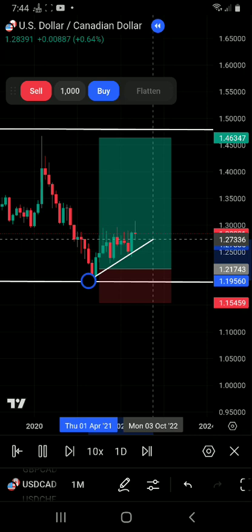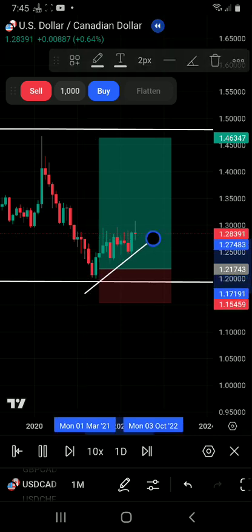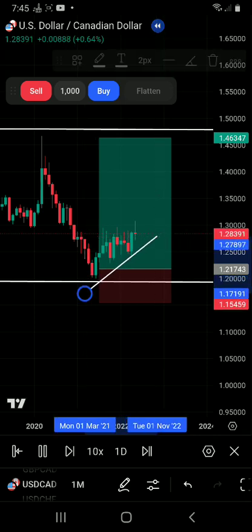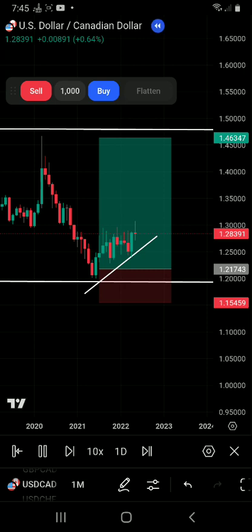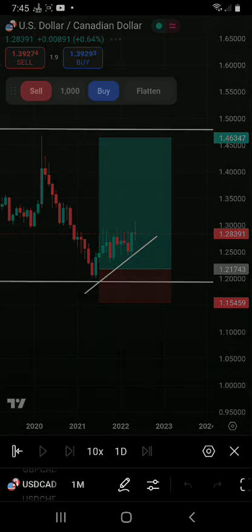The support is always below and the resistance is always above. So you can see there's a short level of support right here. So you see you have a bullish engulfing candle, three bullish engulfing candles. You have the first one, the second one, and the third one.